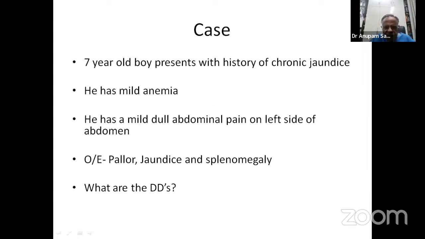A 7-year-old boy presents with history of chronic jaundice. He has mild anemia. He has mild, dull abdominal pain on the left side of the abdomen. On examination, he had pallor, jaundice, and splenomegaly. What are the DDs?